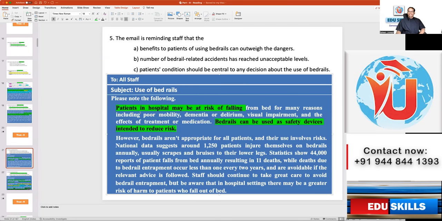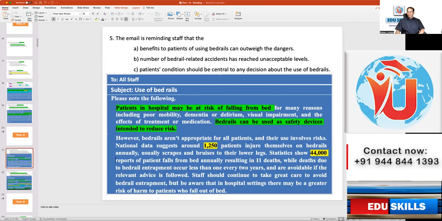Okay. Now the topic sentence says patients in hospital may be at risk of falling from bed. That is a key idea. So the email is reminding staff means it should be something connected with the key idea, topic sentence. So these bed rails can be used as safety devices intended to reduce risk. That itself says bed rails are good, right? Yes. Bed rails are good. Now there is a comparison and what is the strategy used here? I asked you to focus on some strategies.